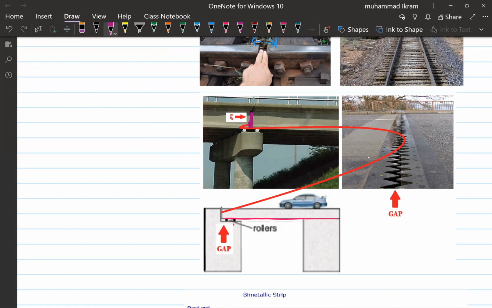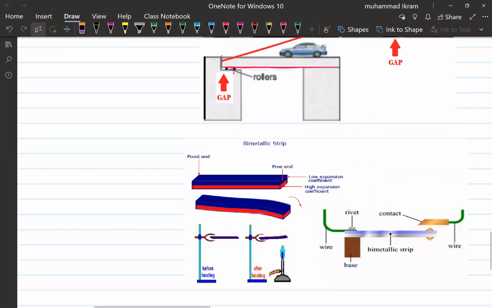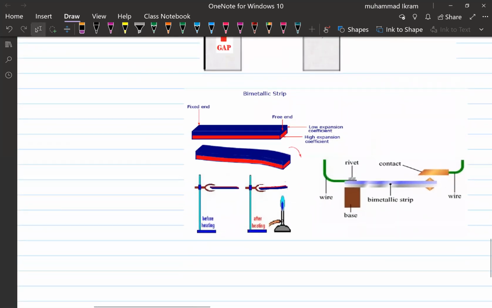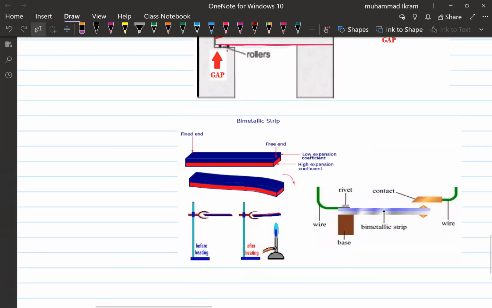And the chance of danger will be minimized. Clear? So one is this thing, and the second important point here is the bimetallic strip. What does this bimetallic strip consist of? It consists of two metal strips of the same length and size, but having different thermal coefficients of expansion.